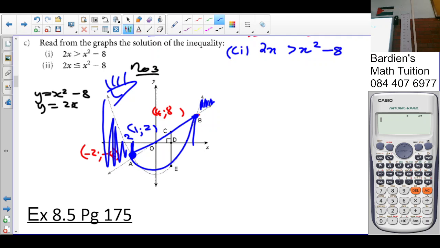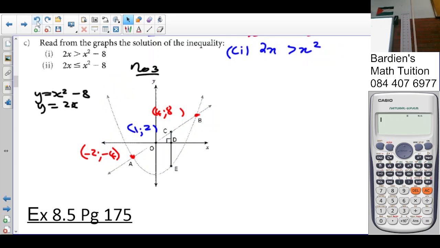What's your x value here? Your B's coordinate is? 4. From minus 2 to 4. That is the case. Okay. Let's look at it again. Some of you are looking confused, as you normally do.